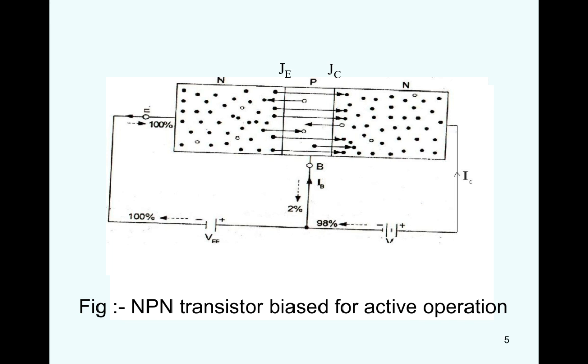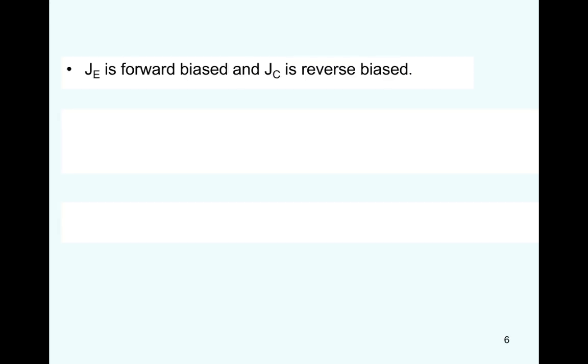So observe these points in this figure. JE is forward biased and JC is reverse biased.